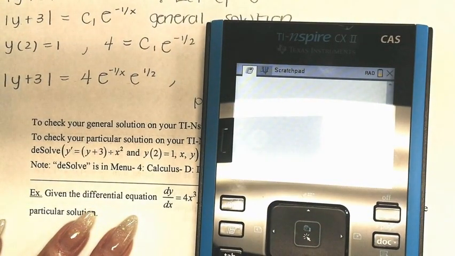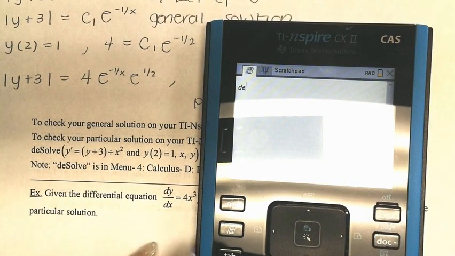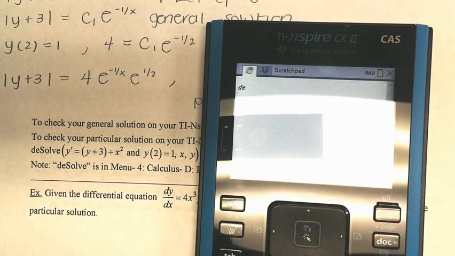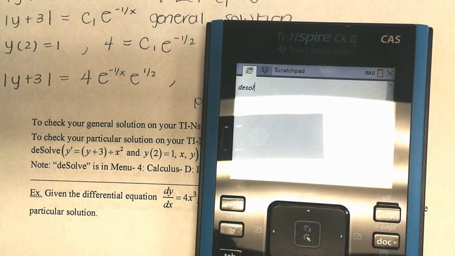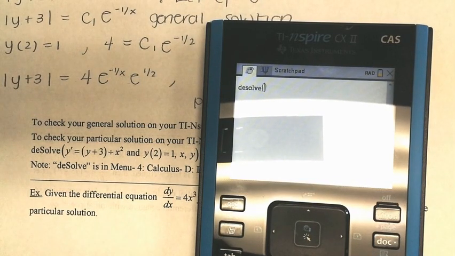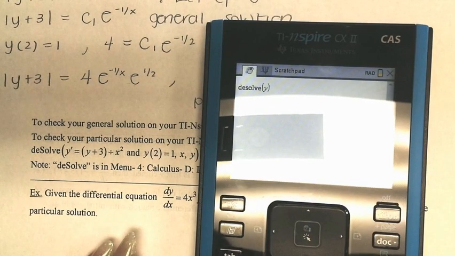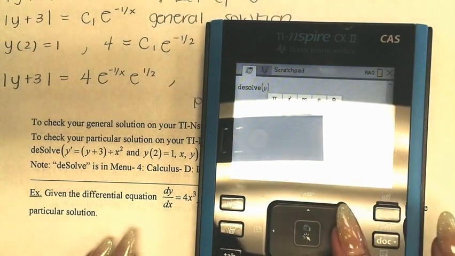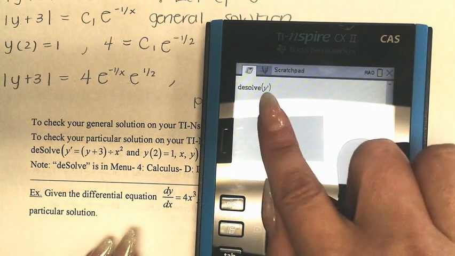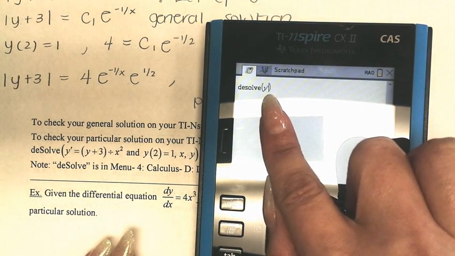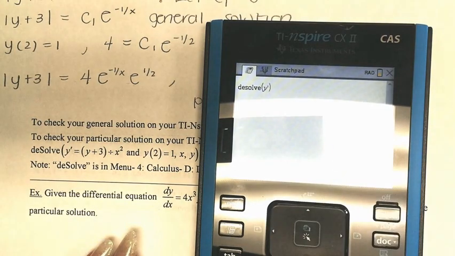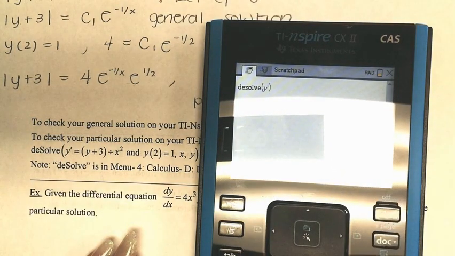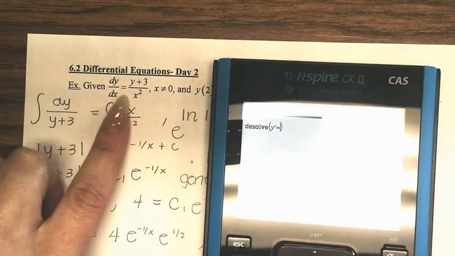So what we're going to put is DE, and then you're going to type solve. Otherwise, you can also use your menu, and then I think it's in D that you have the differential equation. That would also work, but I like this way better. So you type the prime. This is going to represent pretty much the dy dx.